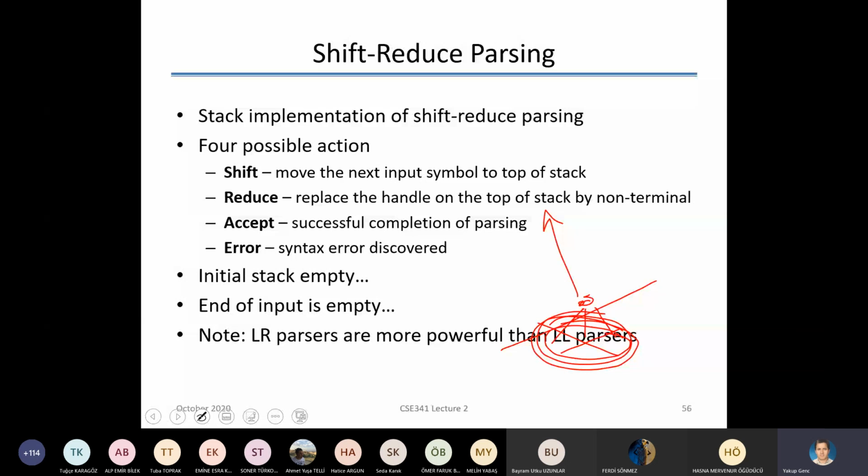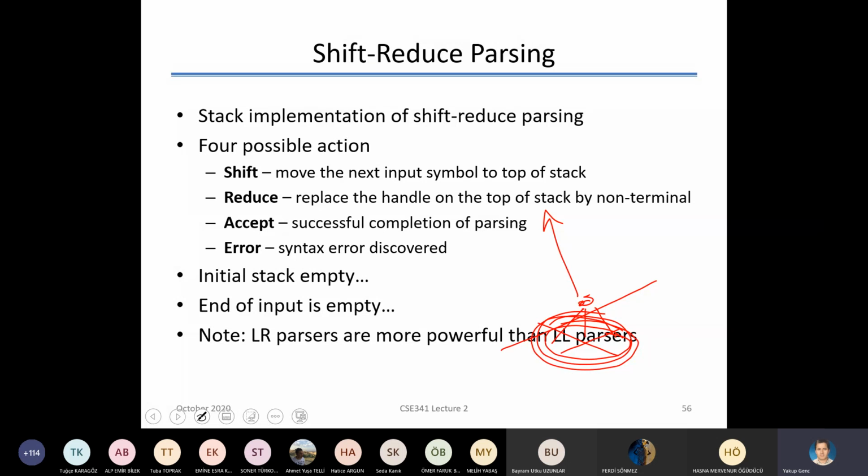So now this LL versus LR parsers. The LR parsers, what they do is, when you go bottom up, you start from the bottom, and you are looking at the right hand side of your production rules, and you see them all.